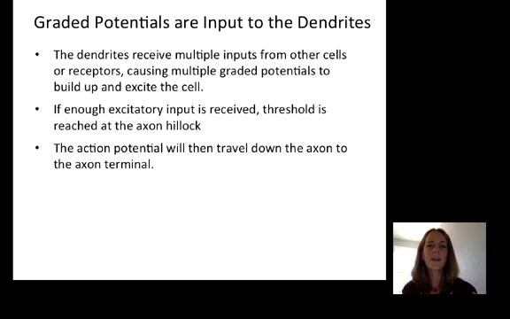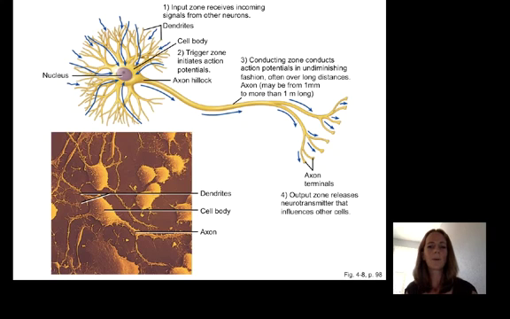So as a review, graded potentials are input to the dendrites. The dendrites will receive multiple inputs, causing graded potentials to build up and excite the cell. If enough excitatory input is received, a threshold will be reached at -55 at the axon hillock, and the action potential will then travel down the axon to the axon terminal. So overall, we had some graded potentials in our dendrites. They caused a trigger or threshold at the axon hillock that caused the chain of events that we call the action potential, which will ultimately lead to signaling at the axon terminals through the synapse.